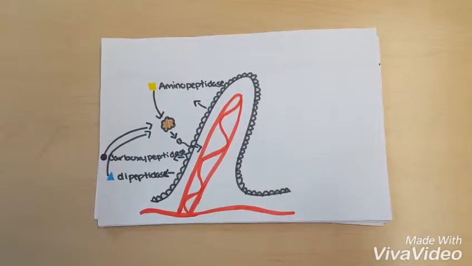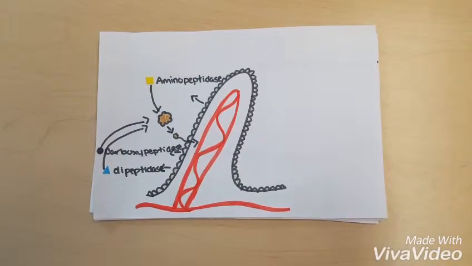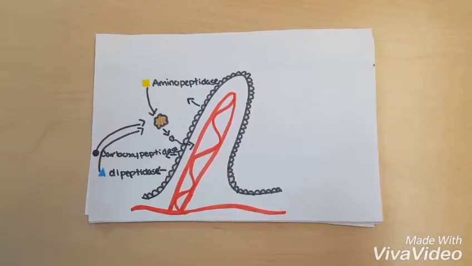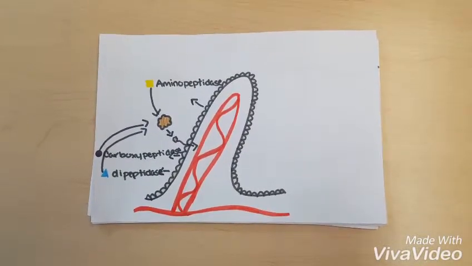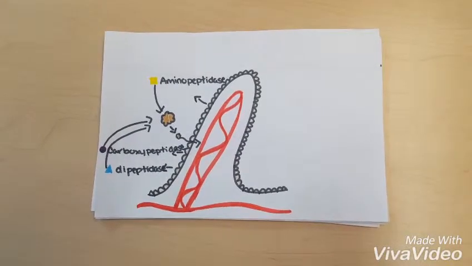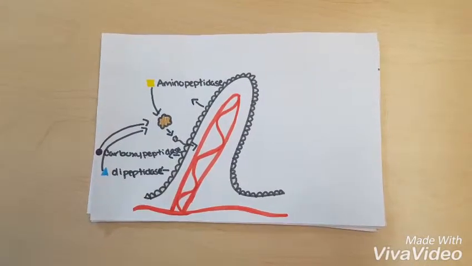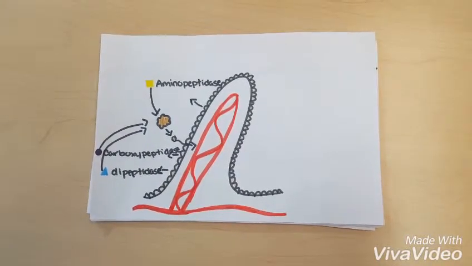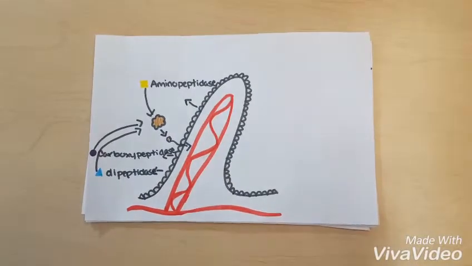Brush border enzymes such as aminopeptidase, carboxypeptidase, and dipeptidase then continue digestion to break down the small polypeptides and peptides into individual amino acids and some dipeptides and tripeptides. Now that they are small enough, they can leave the small intestine by facilitated diffusion and enter the capillary blood, which is in the villi.